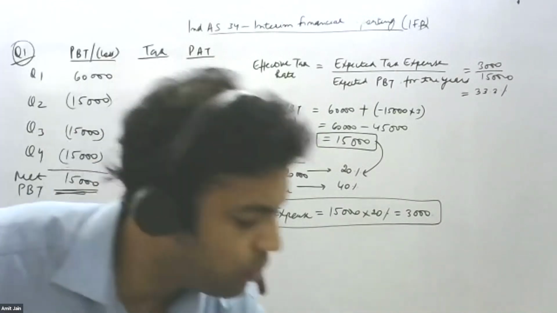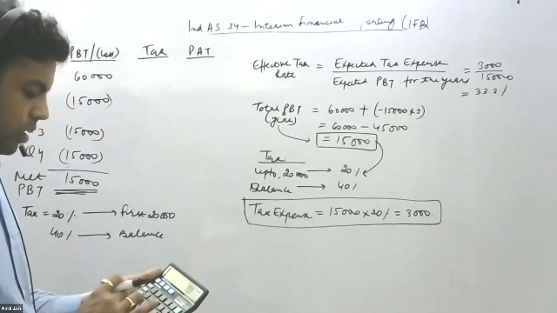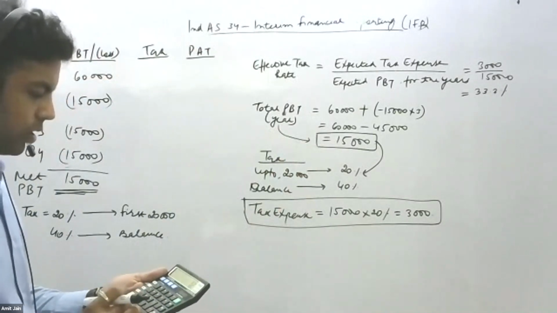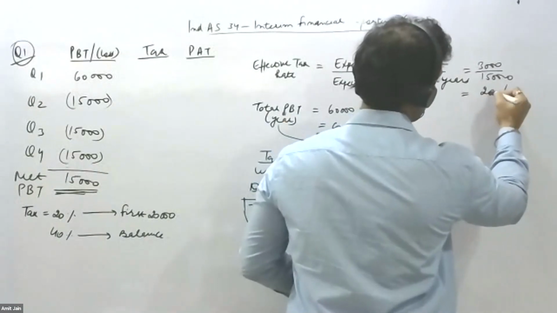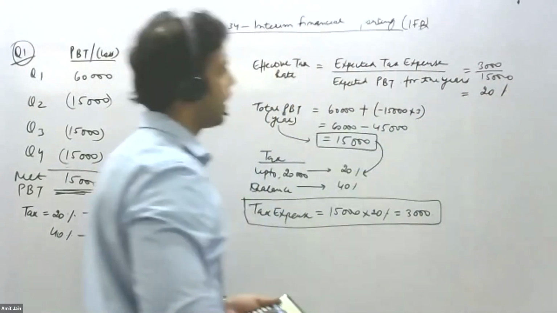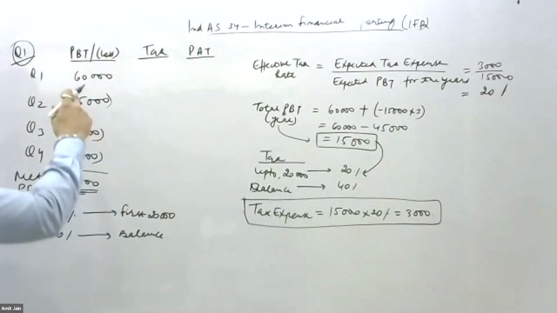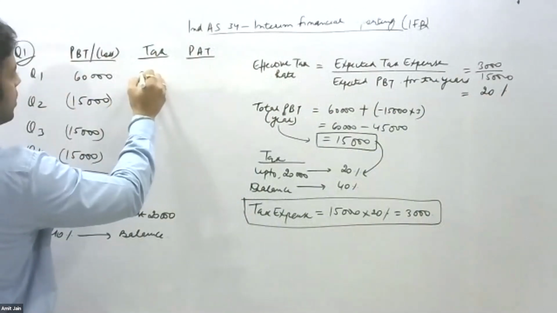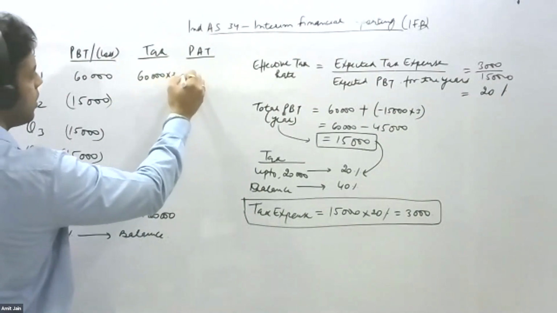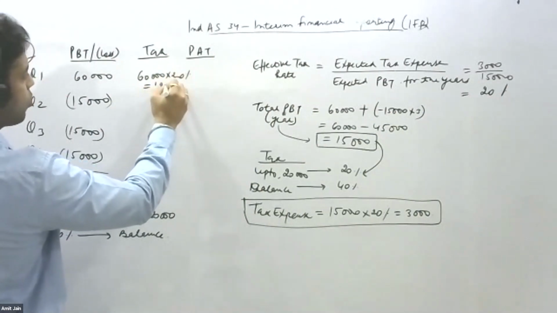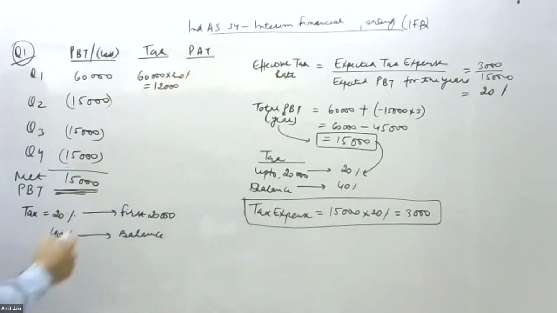Or let's compute 3,000 divided by 15,000. So this is not, sorry guys, this is not 33%, this is 20%, right? So now this 20% I need to apply here. So 60,000 multiplied by 20%. So this will be 12,000, 15,000 into 20%.